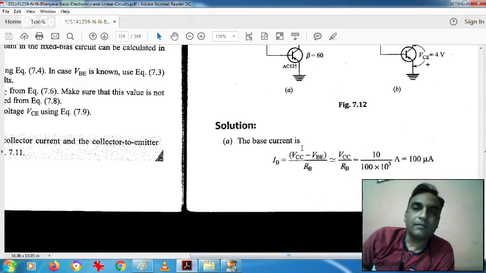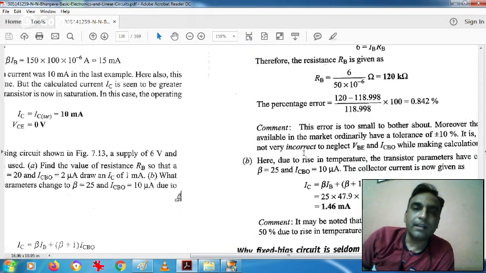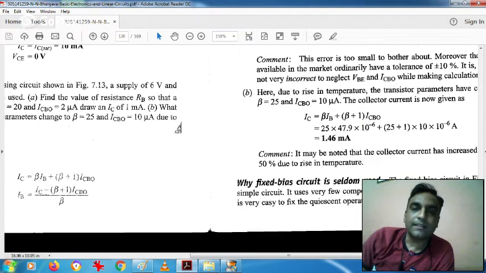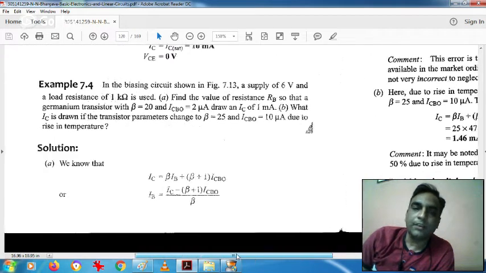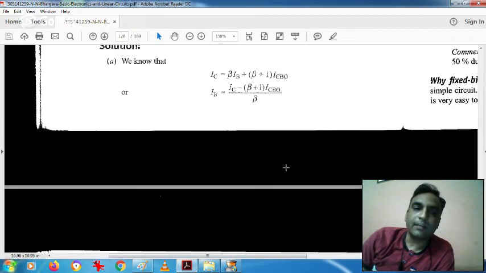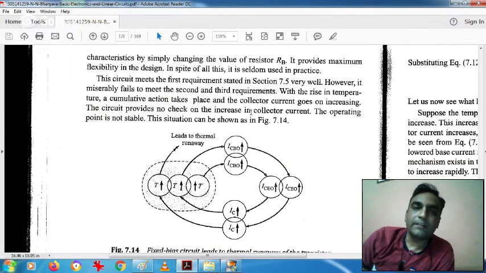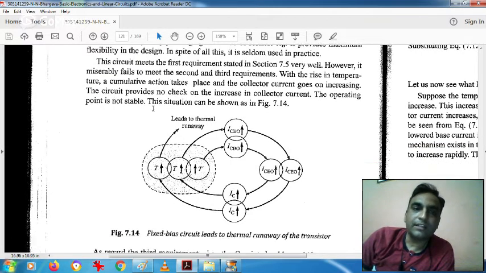After that, we have seen the numerical in the class. After that, I have to discuss why fixed bias is not used. So friends, we have discussed thermal runaway earlier. The point is, fixed bias cannot stop the thermal runaway. So what was the thermal runaway? Let me show you with this diagram.